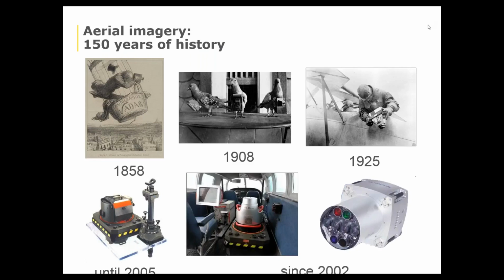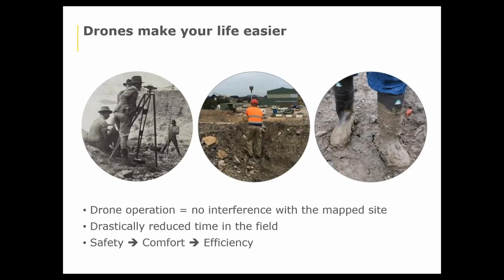So a long history, and the idea of bringing a drone for mapping is to make your life easier. How do we do that? Drone operation means no or very little interference with the map site. You don't have to walk in the map site. You can do it from outside. And then it drastically reduces the time that you spend in the field. You spend more time in the office, and it means it's safe, it's comfortable, and in the end, it's more efficient.